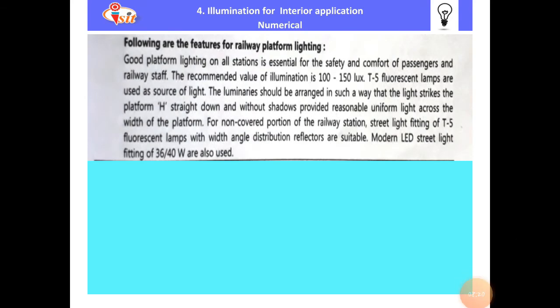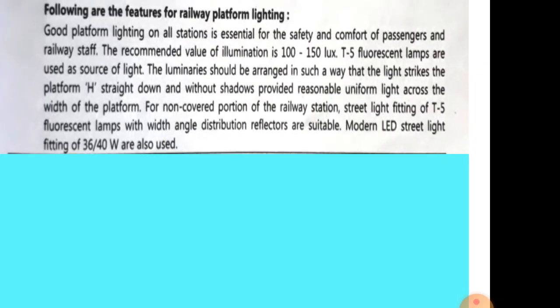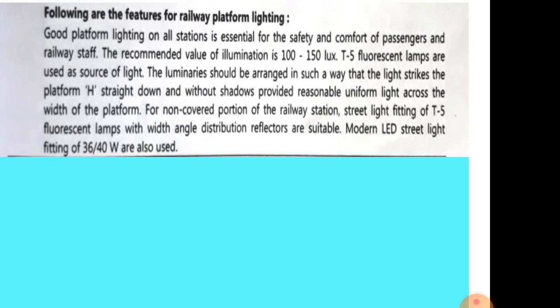Now, they are asking for the features of railway platform lighting. Here there are some statements. Good platform lighting on all stations is essential for the safety and comfort of passengers and railway staff. The recommended value of illumination level is 100 to 150 lux. For that purpose, T5 fluorescent lamps are used as a source of light.